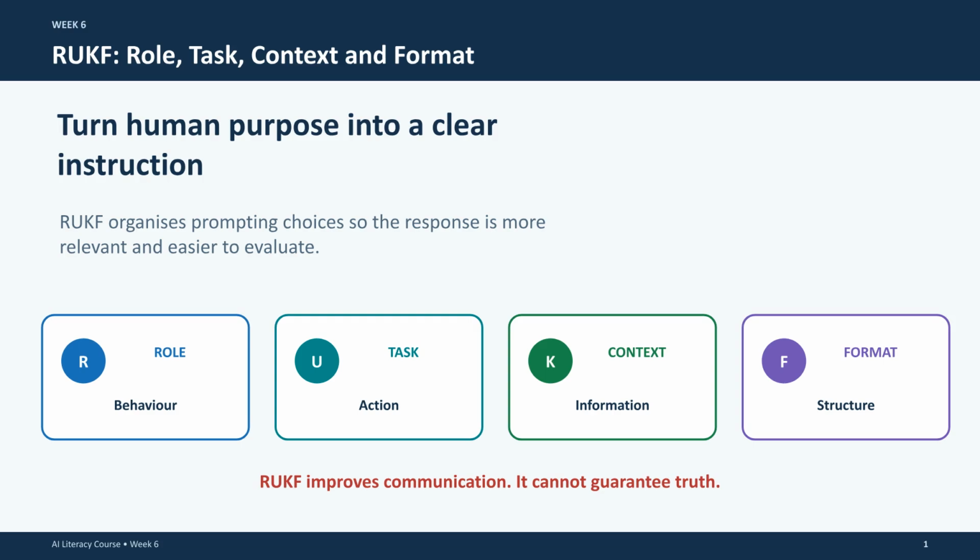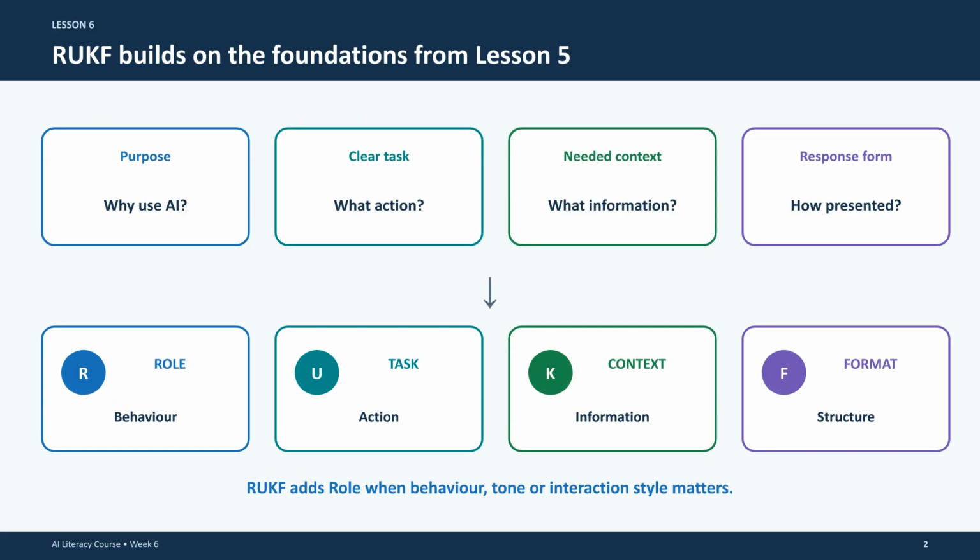Welcome to Week 6, where we explore the RUKF framework: role, task, context, and format. This video explains how to organize your prompting choices so that your results are more relevant and easier to evaluate. Building on our work from Lesson 5, RUKF structures your prompting process. We use role for behavior, task for the action, context for information, and format for the structure. Remember, your purpose always comes first.